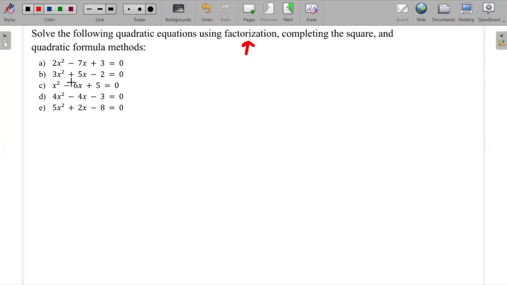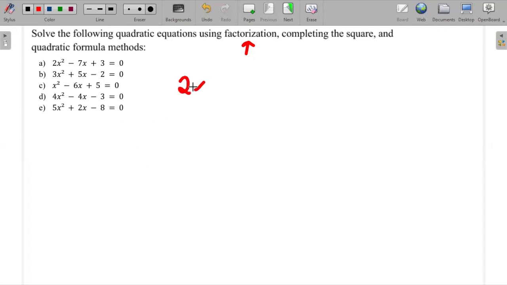We'll solve some of these questions using factorization, some using completing the square, and some using the quadratic formula. But what I want you to know is that no matter the method you use, you're still going to find the same answer. For the first one, we are going to solve it using three methods so that you know it gives the same answer: factorization, the one you are doing at grade 12, completing the square, and then the quadratic formula. Let's start with the first one.